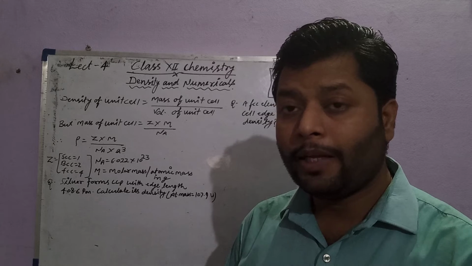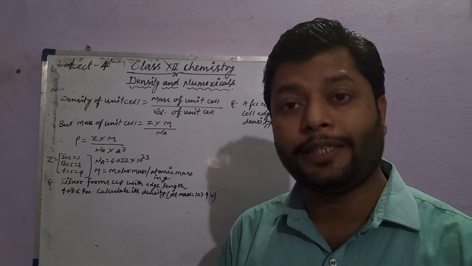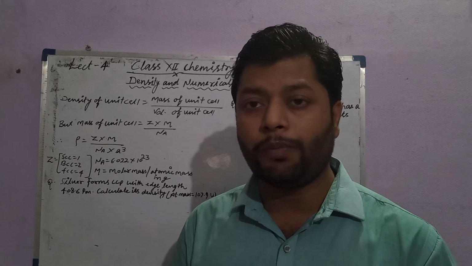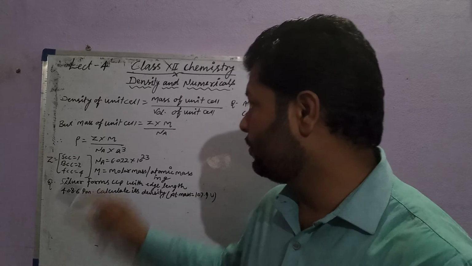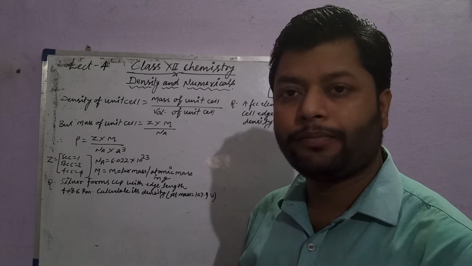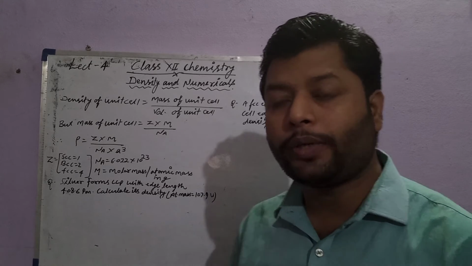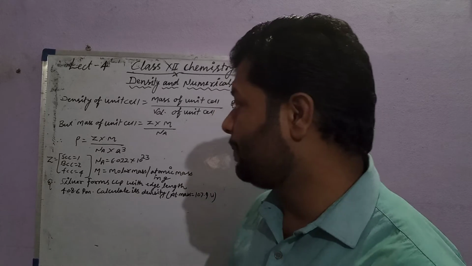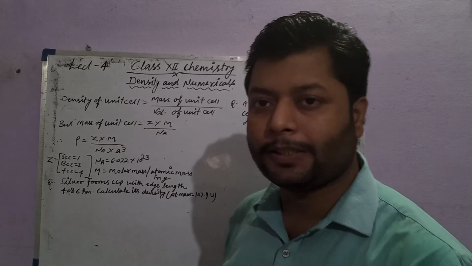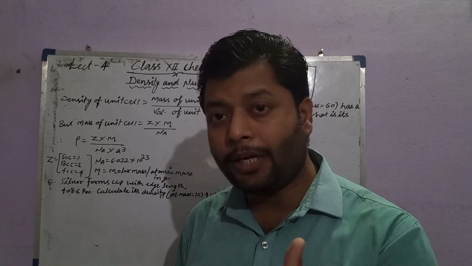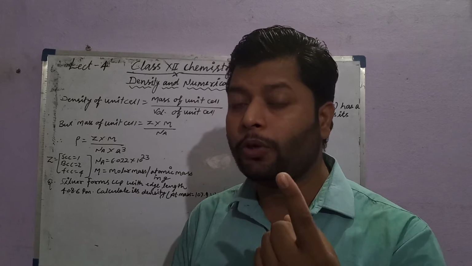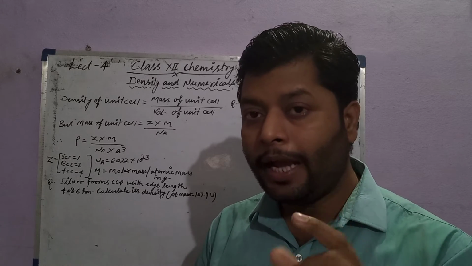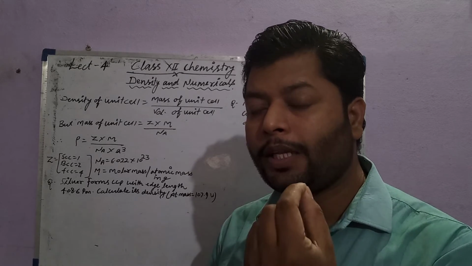We know about the volume of the unit cell. The unit cell is a cube in shape, so the volume of the unit cell will be a cube as usual. So the mass of the unit cell is the only topic: how to calculate the mass of the unit cell. The mass of the unit cell depends upon the total number of particles. To find the mass of the unit cell, we have to know the number of particles per unit cell, that is Z, and the mass of one particle.